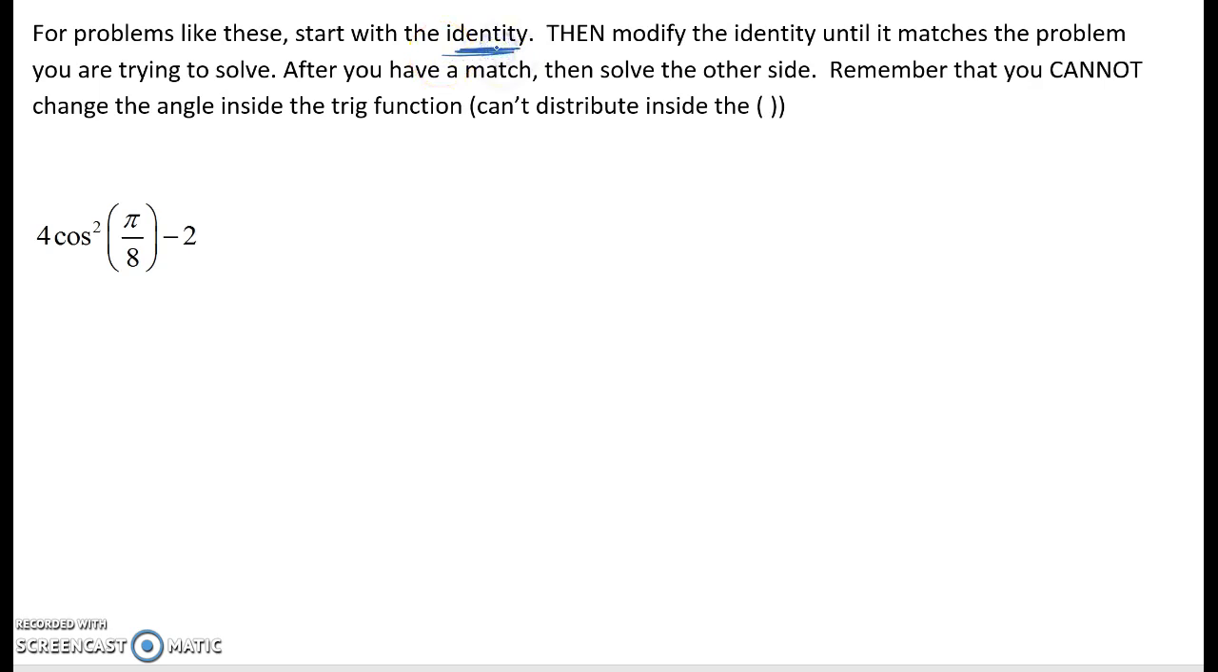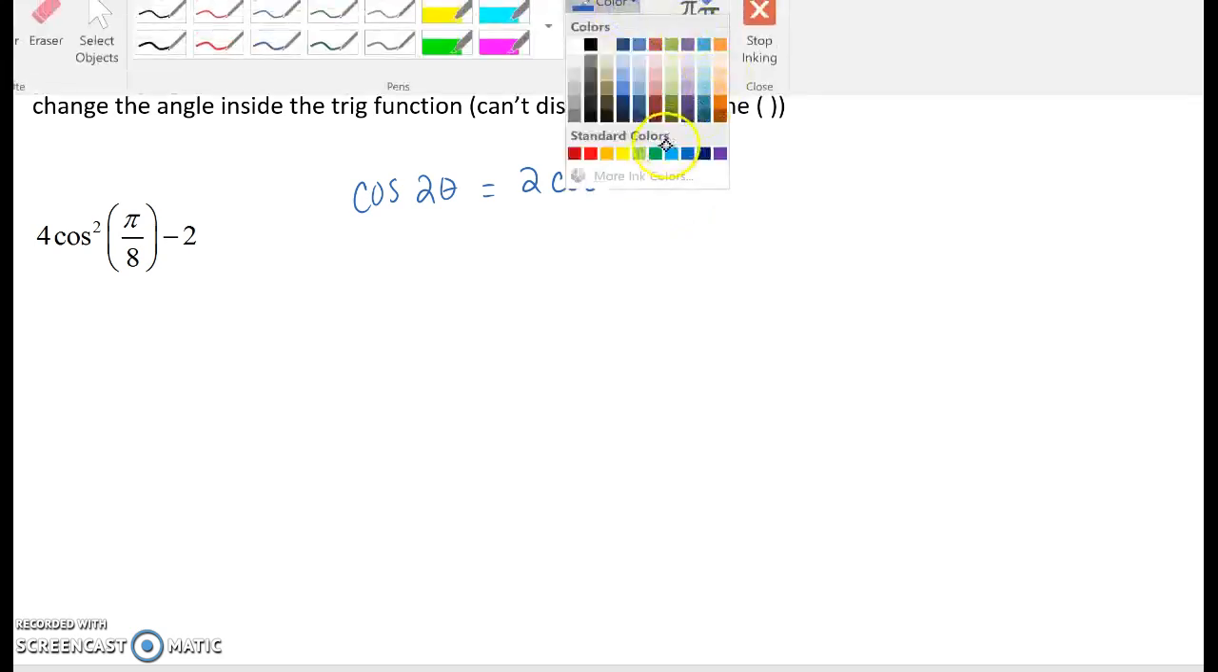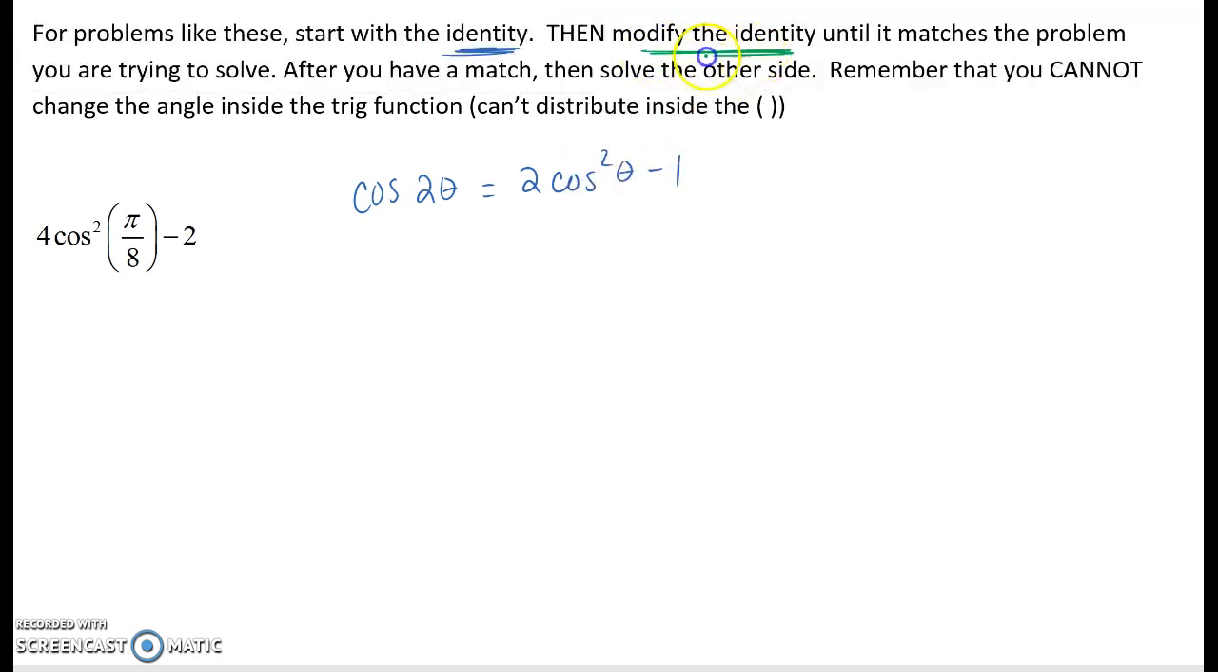So when I see this problem, what this identity reminds me of is cosine 2 theta equals 2 cosine squared theta minus 1. Now that we have an identity that is similar to the problem, we want to ask ourselves, well, how can I modify this identity? So when I look at this and I compare to what I'm given, here I have a 4, here I have a 2. Here I have a 2, here I have a 1. So essentially my given problem is double my identity.